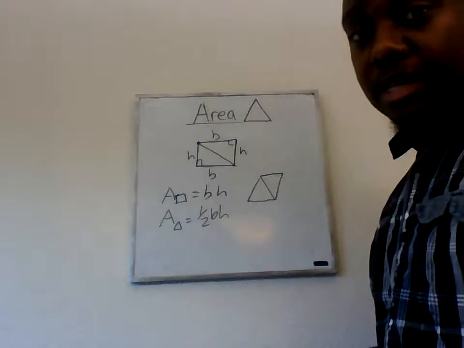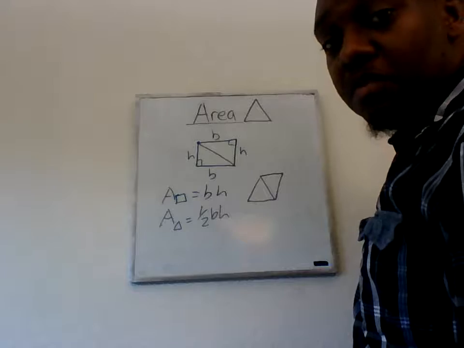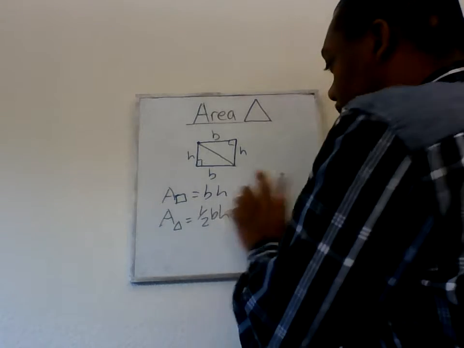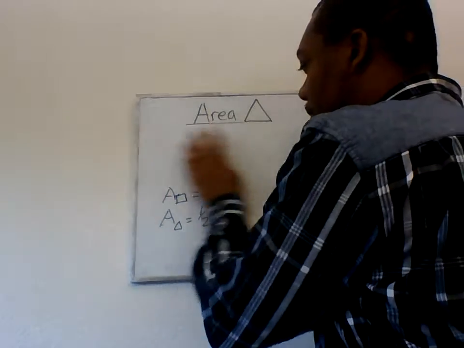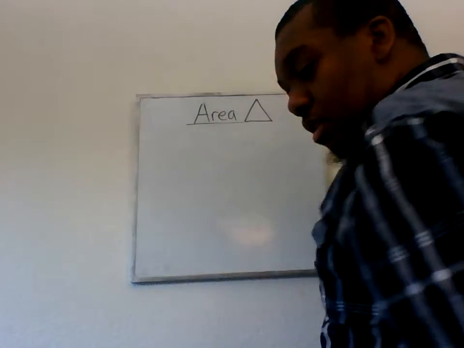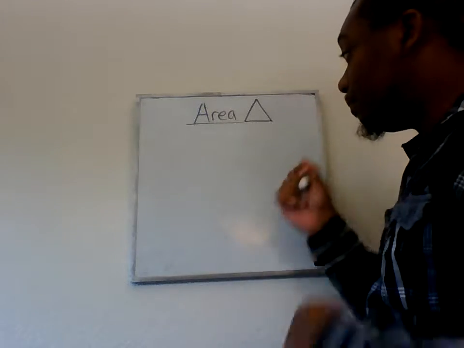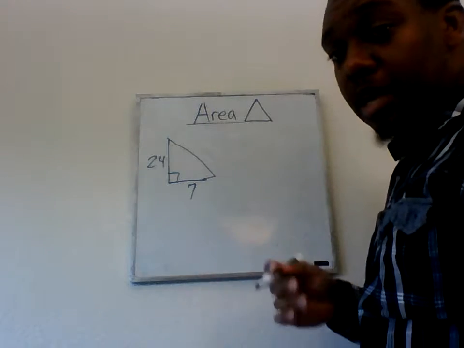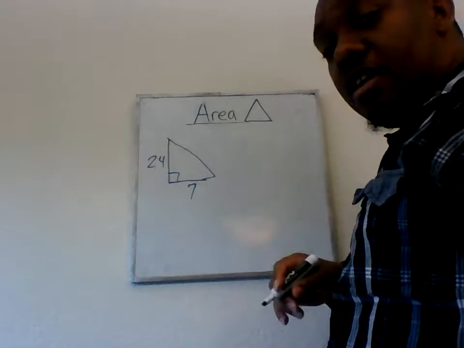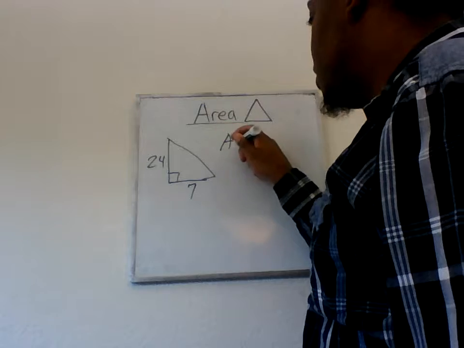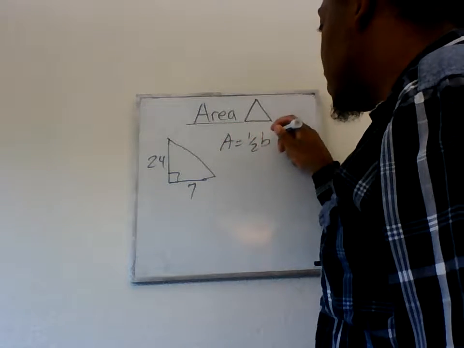Well, let's look at a couple of examples, shall we? You can pause here if you would like. Okay. So if you are given a triangle, and let's say it's a right triangle. Let's say that this side is going to be 7 and this is 24. Okay. How would you find the area of the triangle? Well, area would equal 1/2 the base times the height.